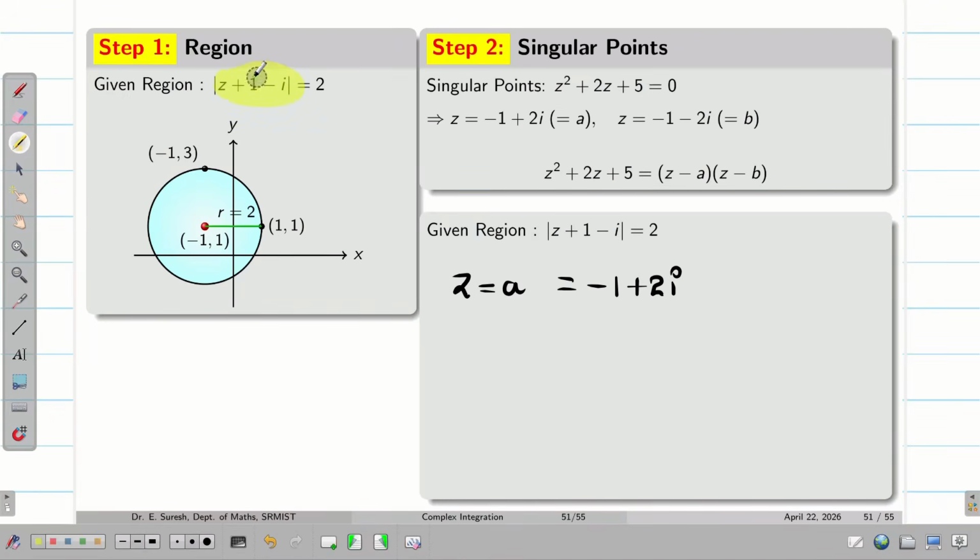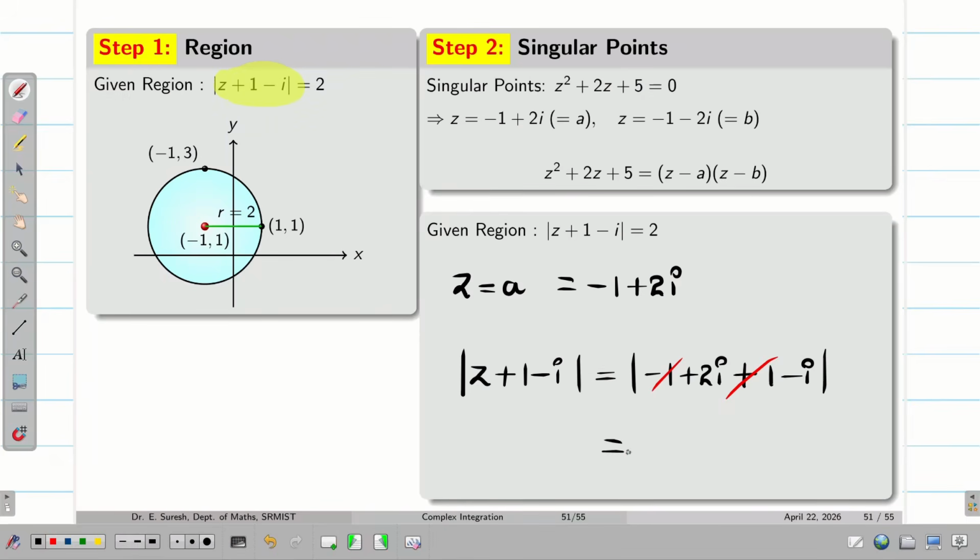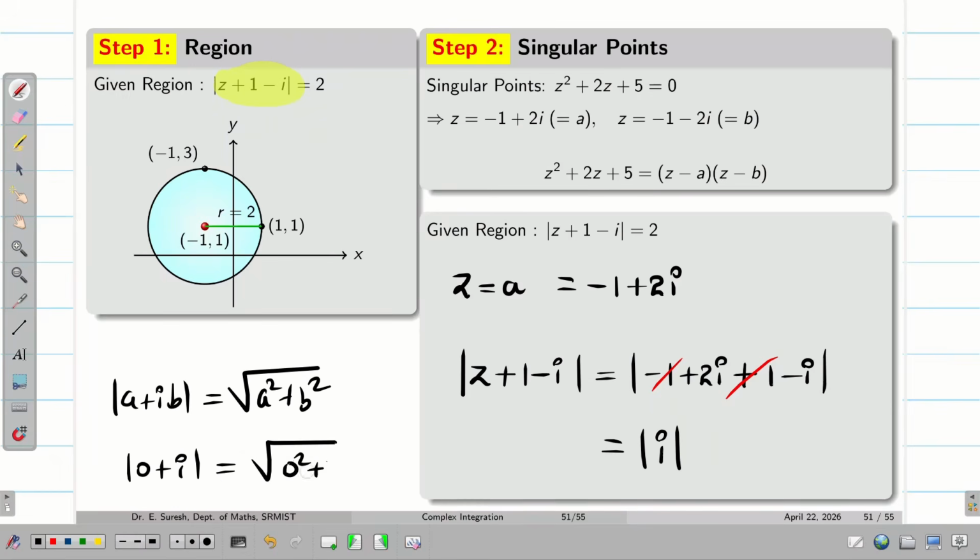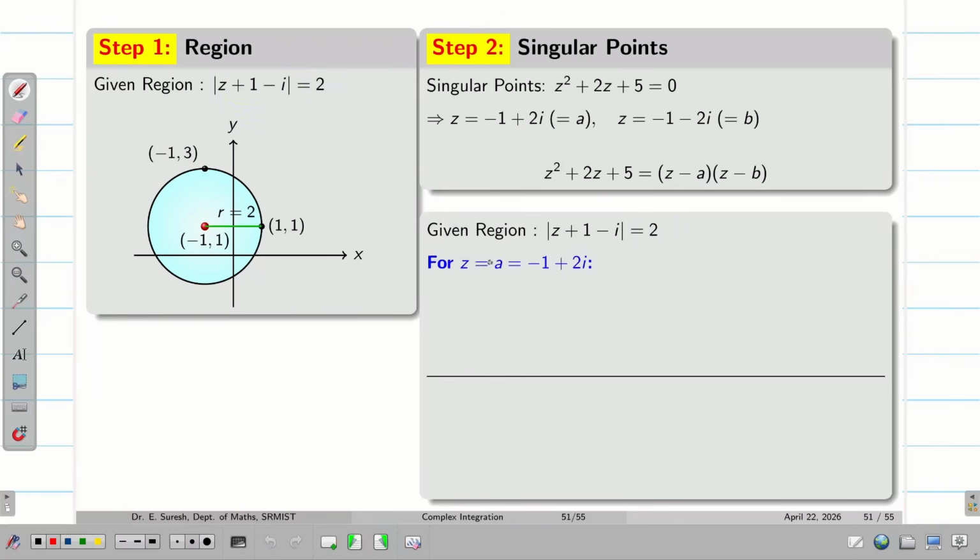Now let us take the LHS of the region, substituting the value of z in the LHS, that is minus 1 plus 2i plus 1 minus i. Cancelling minus 1 and plus 1, we get modulus of 2i minus i, that is mod i. We know that modulus of a plus ib is equal to positive square root of a square plus b square. So modulus of 0 plus i is simply square root of 0 square plus 1 square, that is 1. Next we have to compare the calculated value with the RHS. It is very clear, 1 is less than 2. So we conclude z equal to a, the singular point, lies inside C.